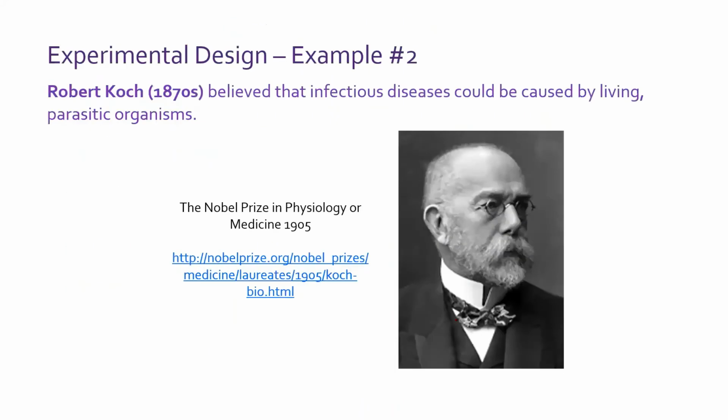So I'll show you another example of experimental design. Again, another historical example dealing with infectious diseases. This is years after Ignaz, and this is somebody who was trying to make that connection between infectious diseases and microorganisms. His name is Robert Koch. He was a German guy. He lived about the same time as Louis Pasteur. We talked about Louis last day.